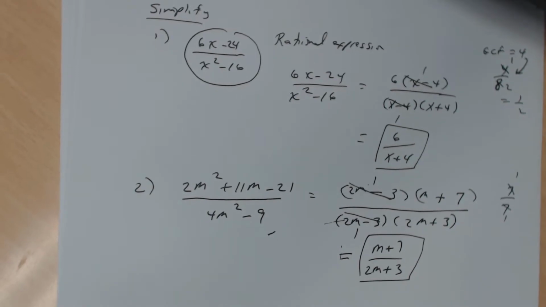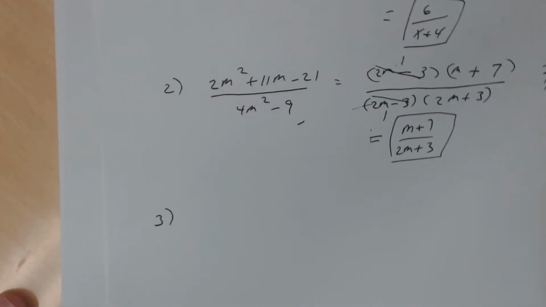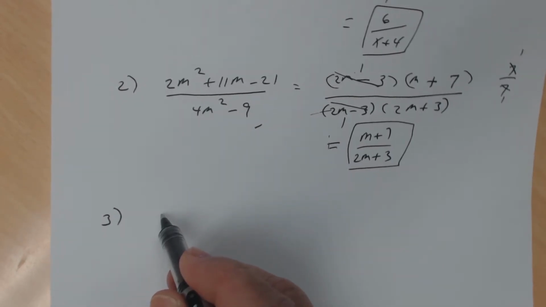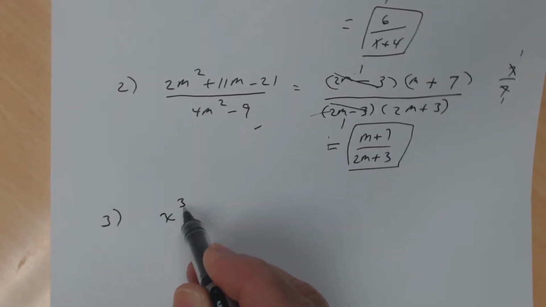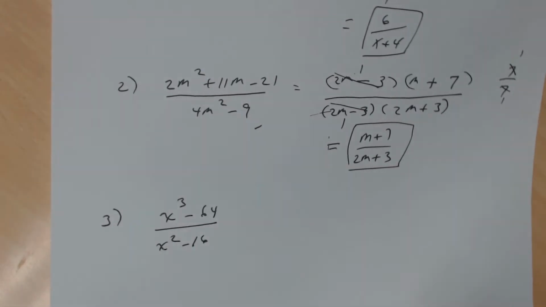All right. Number 3. Let's suppose you had, let's see, let's do this one. Let's suppose you had x cubed minus 64 divided by x squared minus 16.